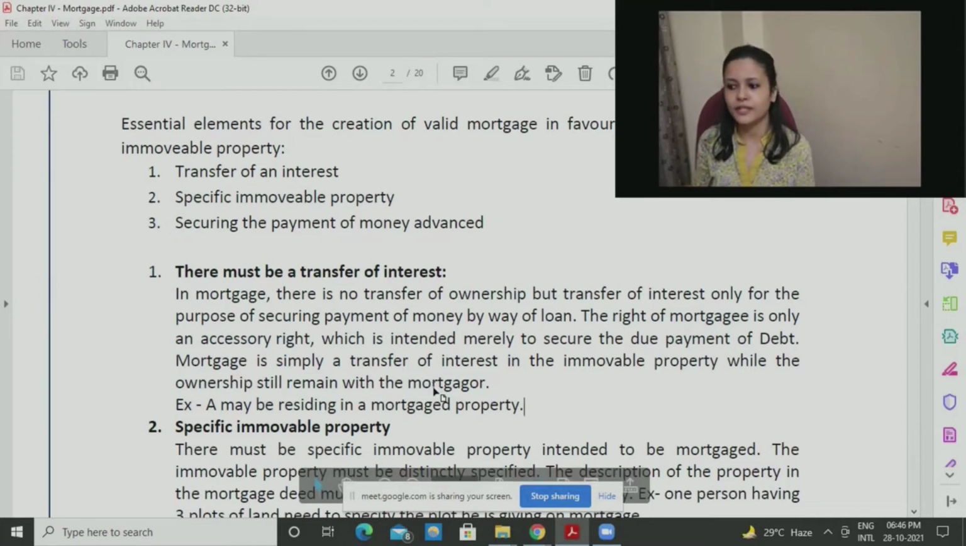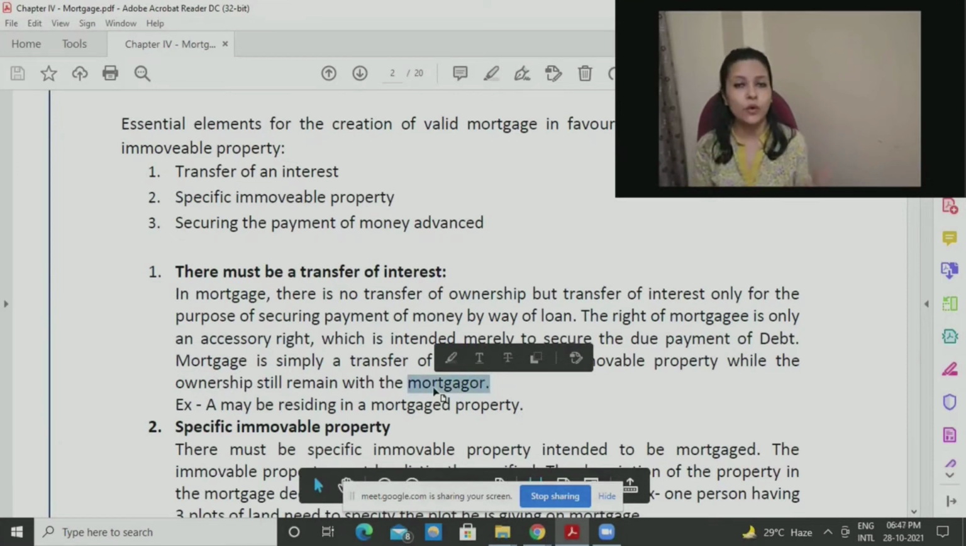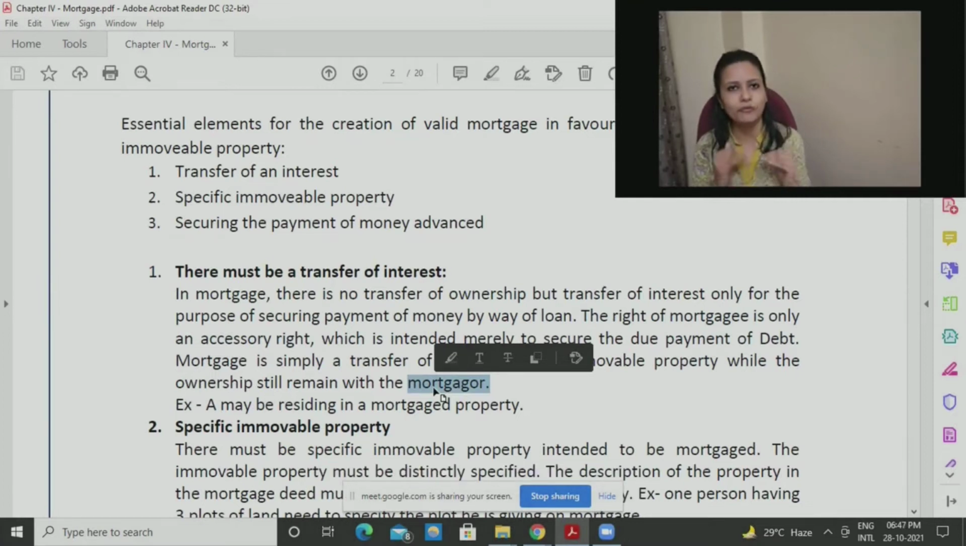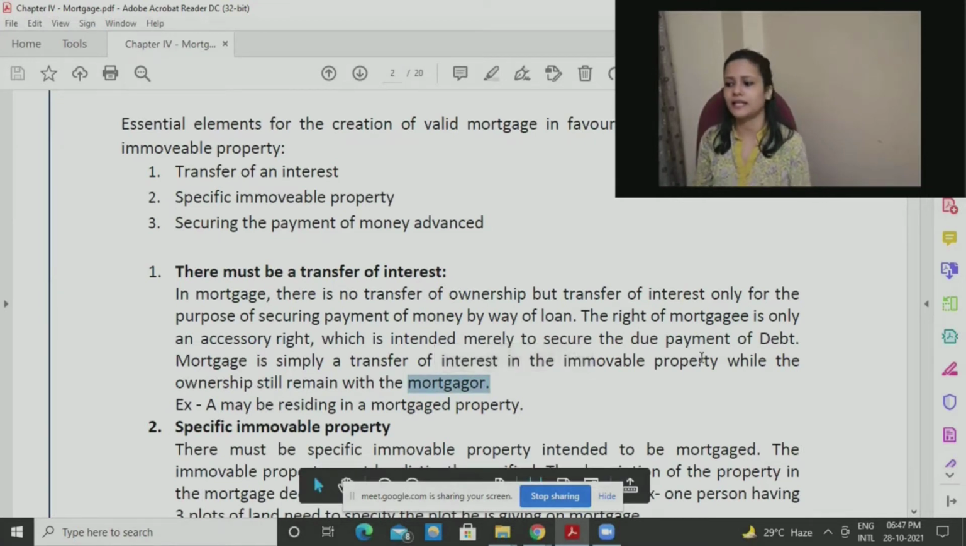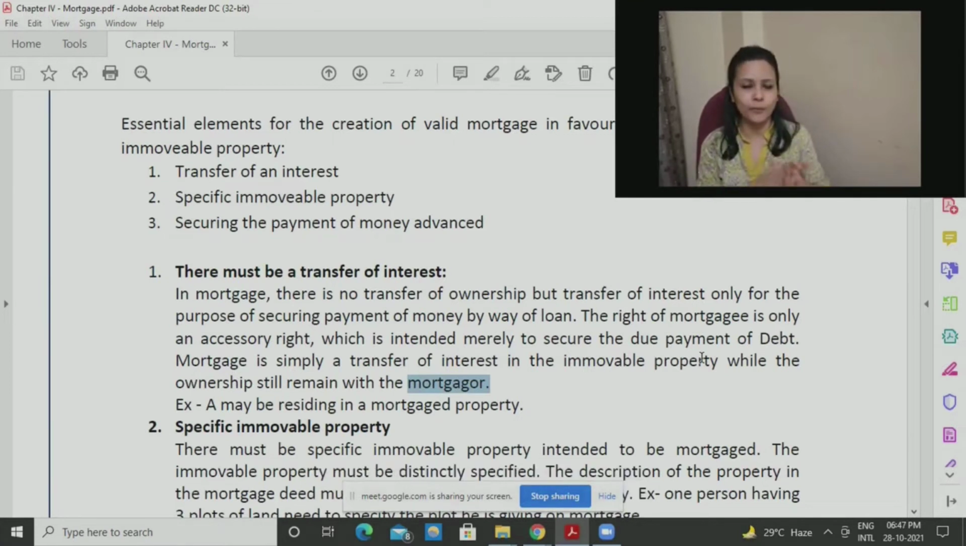So when the mortgagor, the owner of property, is transferring his interest on the property, he will still remain owner of that property. His ownership is not gone, but simply he has transferred some interest. Like maybe he can tell the mortgagee that you can reside in this property until and unless I return the amount. Or sometimes it may be that you can enjoy this property, you can take benefits out of this property unless and until you have exhausted that much of benefit.